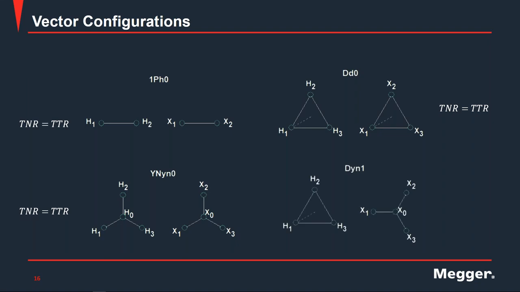However, once you get to transformer configurations such as DYN1, one side will not have a neutral and the other side will. So the TNR and the TTR values will not be equivalent. Sometimes during your testing, this can get you caught up if you're getting a value that's, let's say, the square root of 3 different than what you expect. So it's important to keep in mind whether you're looking at your turns ratio with respect to TNR or TTR, phase to phase or phase to neutral.